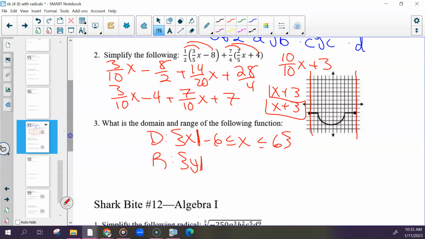Then your range is lowest to highest. So it starts at -5 and it goes to -2. So -5 is less than or equal to y, which is less than or equal to -2. Questions on our domain and range?